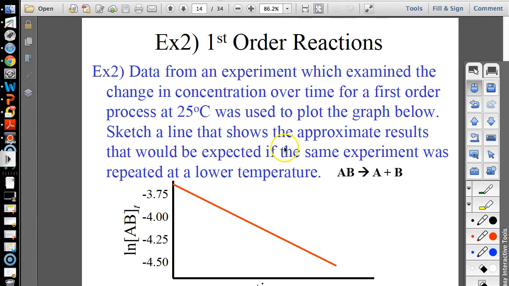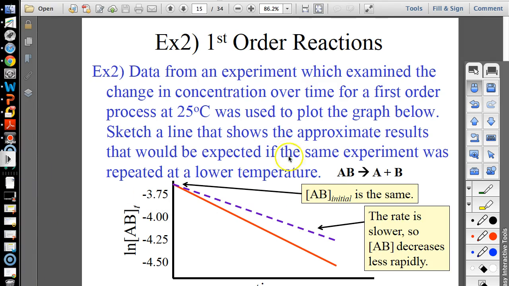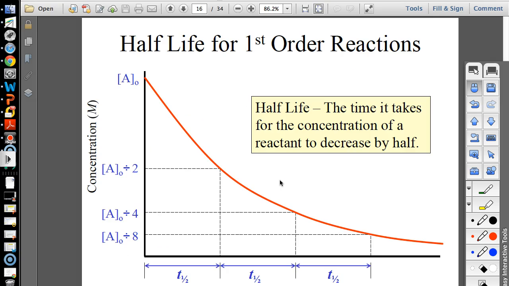All right, so let's look at some more graphs. This is a good point to make. If the temperature is lower, then that means the reaction isn't going to go as fast, and so the slope of the line is going to be a little less steep. Are you okay with that? So the reaction is going to go a little bit slower.